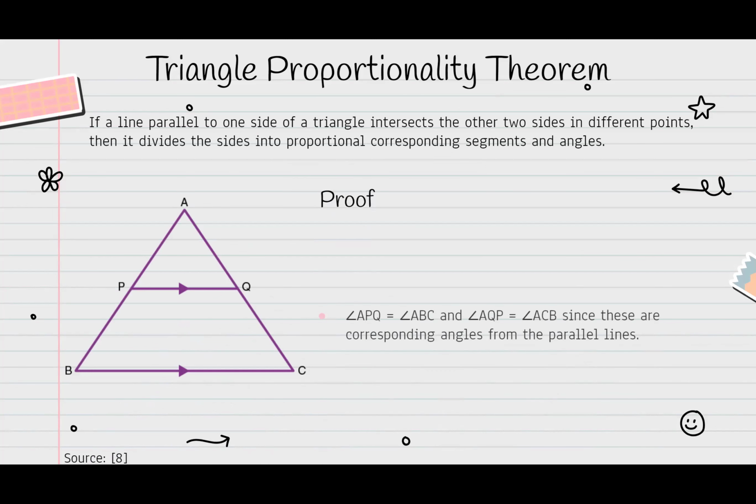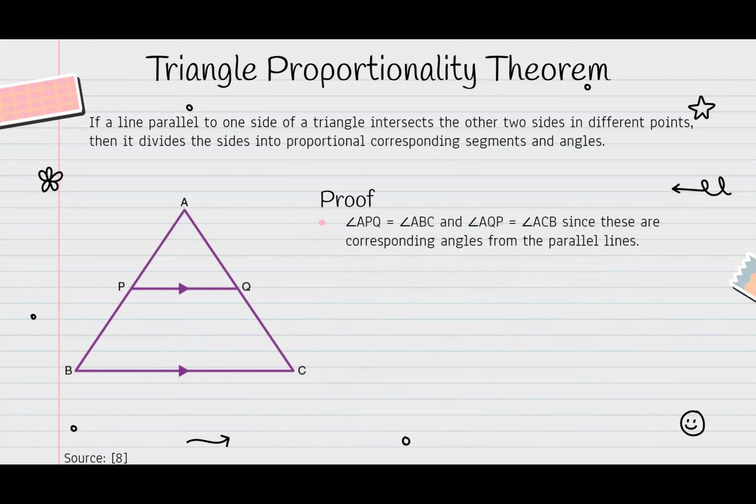So the proof for that is we have a triangle ABC with a line parallel to BC, which is PQ. From that, we can say that angle APQ is equal to angle ABC, and angle AQP is equal to angle ACB, since these are corresponding angles from the parallel lines. Due to those two angles being equal to each other, we can then say that the triangle PAQ is similar to the triangle BAC by angle.